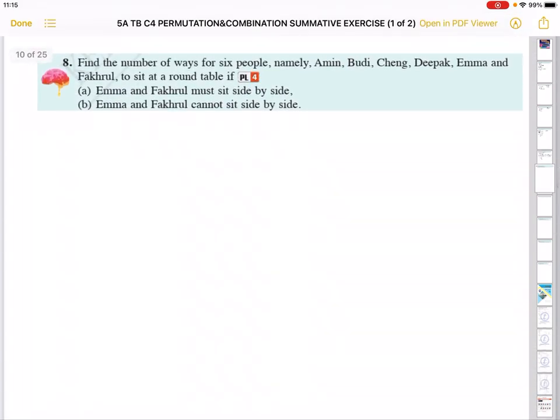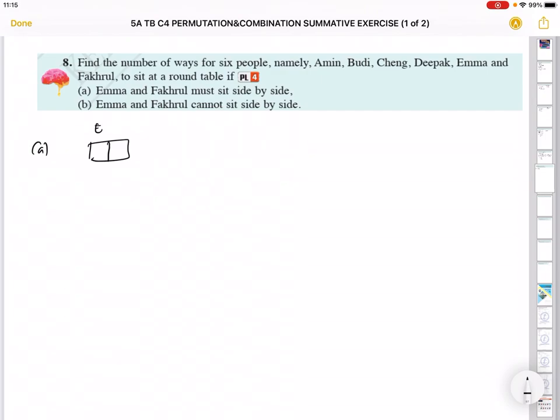Okay. Now next, let's look at number 8. Find the number of ways for 6 people, namely Ahmad, Budi, Cheng, Deepak, Emma and Fakhrul, to be seated at a round table, if Emma and Fakhrul must sit side by side. Okay, this is Emma, this is Fakhrul. Now, so we have Emma and Fakhrul sitting next to each other.